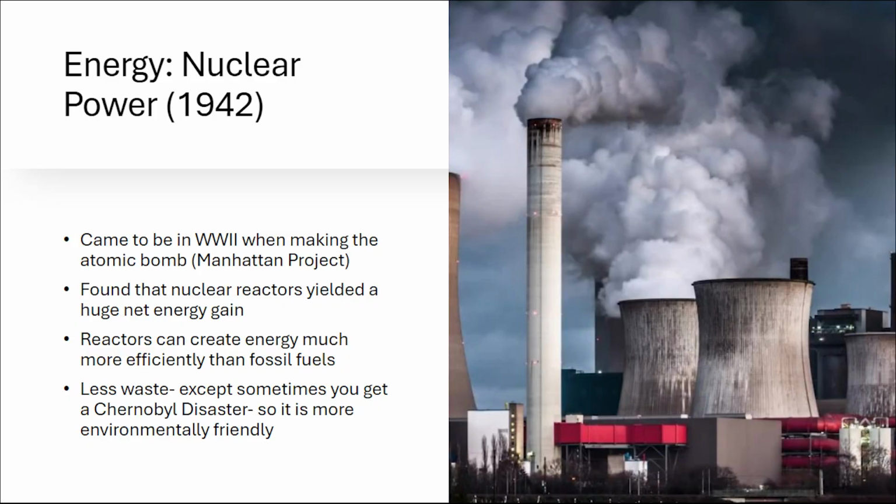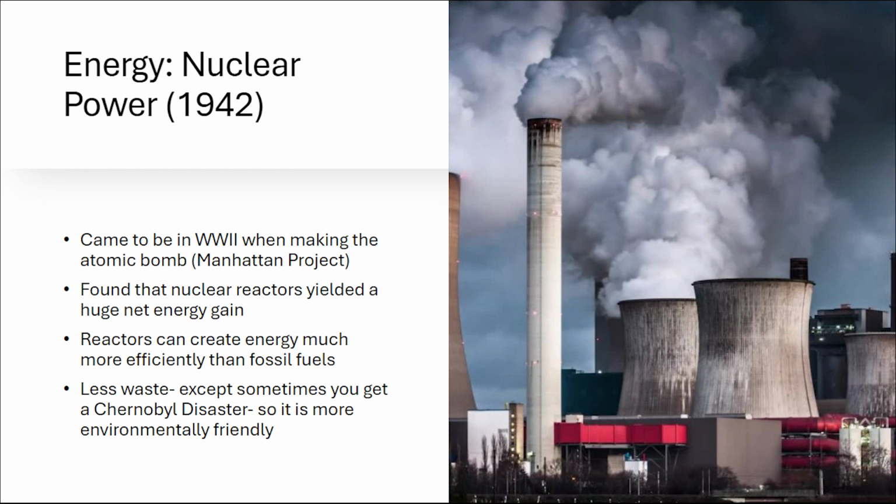The next topic we'll be talking about is energy, but specifically nuclear power, which was made in 1942. Nuclear power came to be in World War II when making the atomic bomb, that was in the Manhattan Project. They found that nuclear reactors yielded a huge net energy gain, and so they wanted to capitalize off of this energy gain and make more power for everyone else.